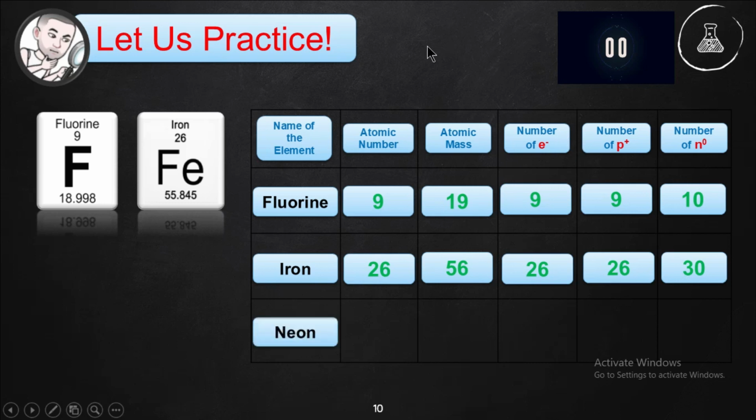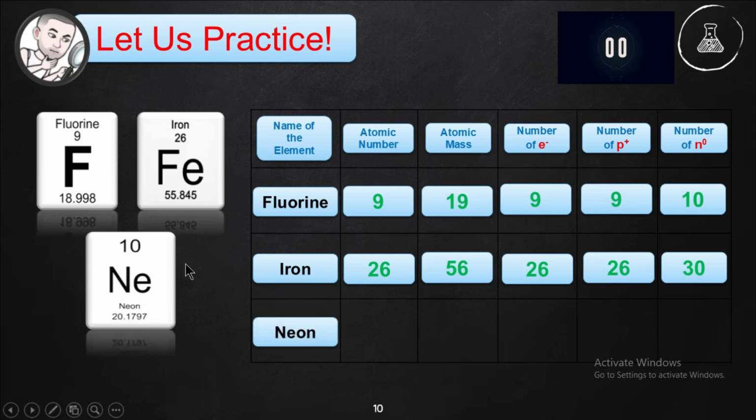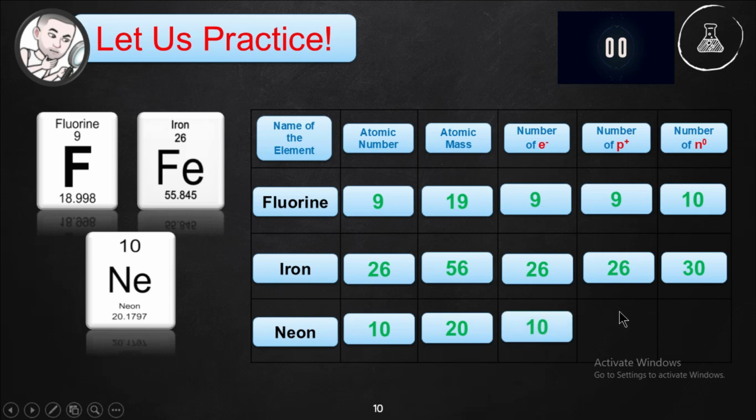Last element is neon. These are the information of neon. I'll give you another 10 seconds to think about your answer. Let us now check your answers. Atomic number is 10. Atomic mass is 20. Number of electrons is 10. Number of protons is 10. Same lang kay atomic number. Number of neutrons ay 10 kasi 20 minus 10 is 10.